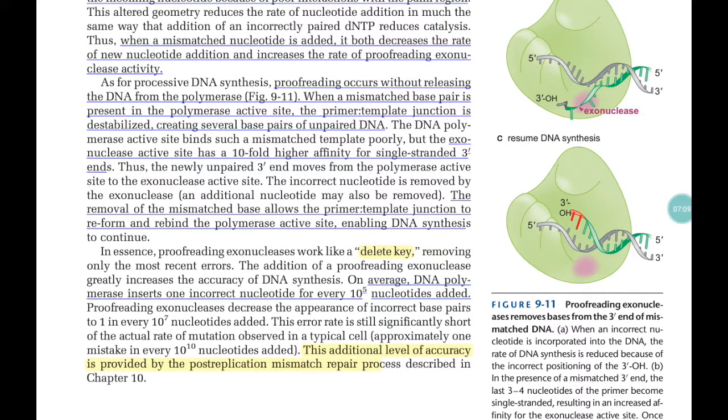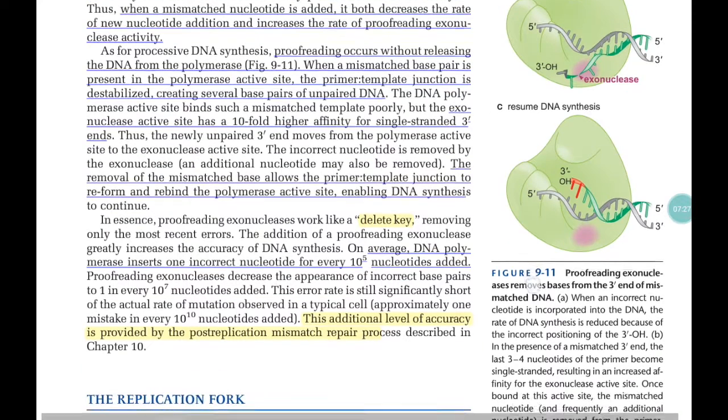Proofreading occurs with the release of the DNA from the polymerase when a mismatched base pair is present in the polymerase active site. The primer-template junction is destabilized, creating several base pairs of unpaired DNA. The exonuclease active site has a tenfold higher affinity for single-stranded 3' ends. The removal of the mismatched base pair allows the primer-template junction to reform and rebind the polymerase active site, enabling DNA synthesis to continue.